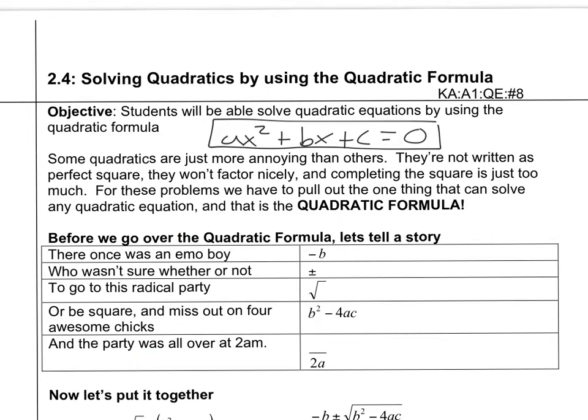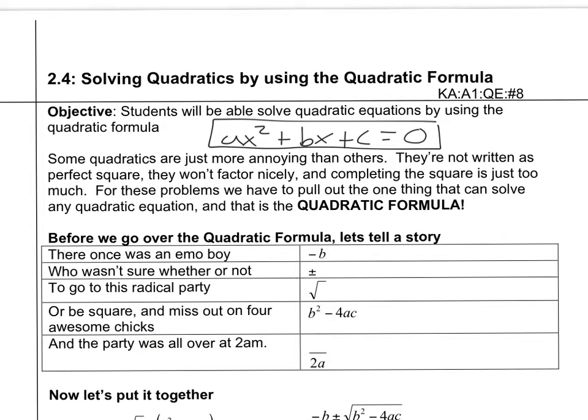Here it goes. There once was an emo boy. I'm going to represent emo boy as a negative b, who wasn't sure whether or not, I'm going to do whether or not as the plus and minus, to go to this radical party, that's my radical sign, or b squared and miss out on 4 awesome chicks, b squared minus 4ac. This is what I call my discriminant. We'll talk about that in a little bit. And the party was all over at 2 a.m., over 2a.